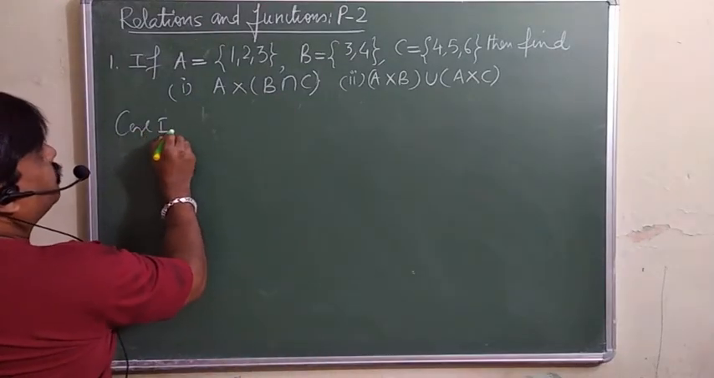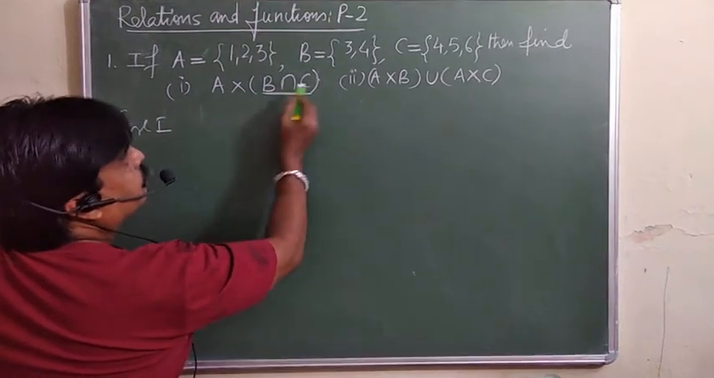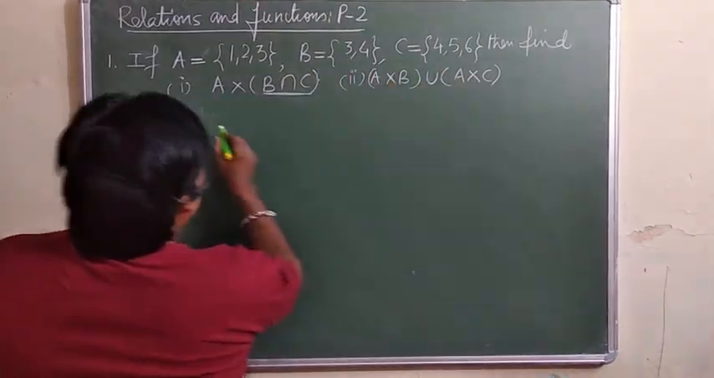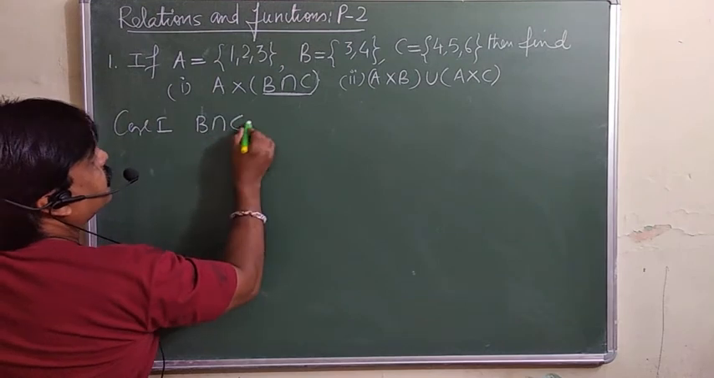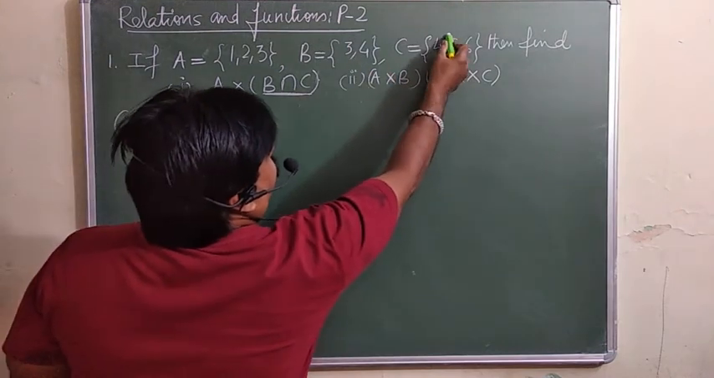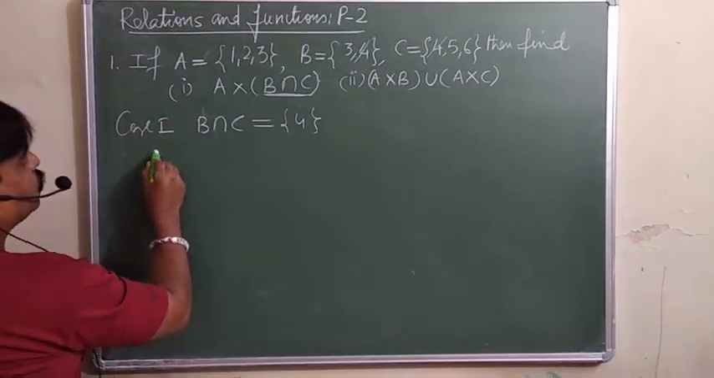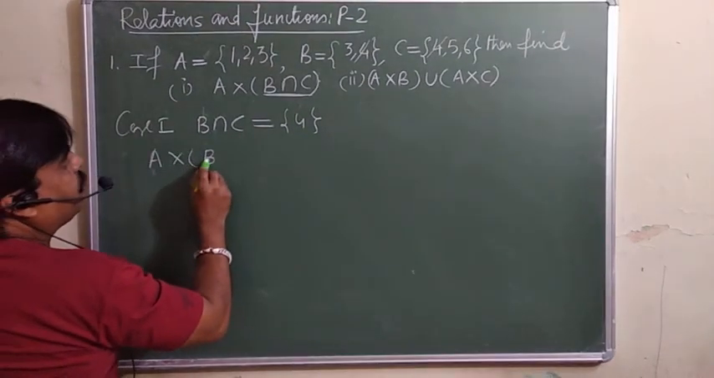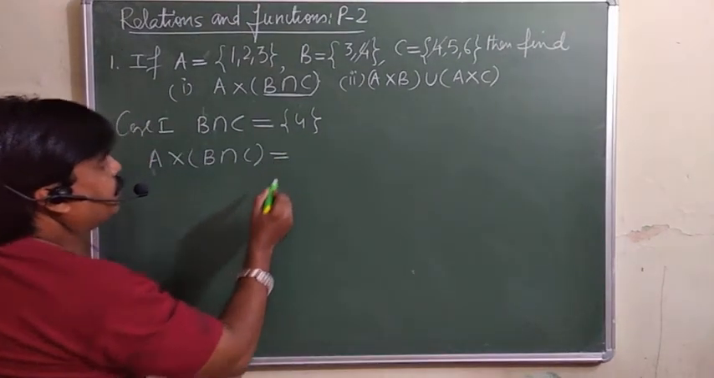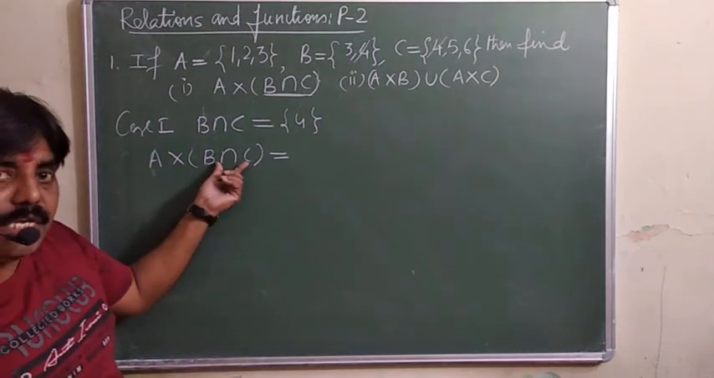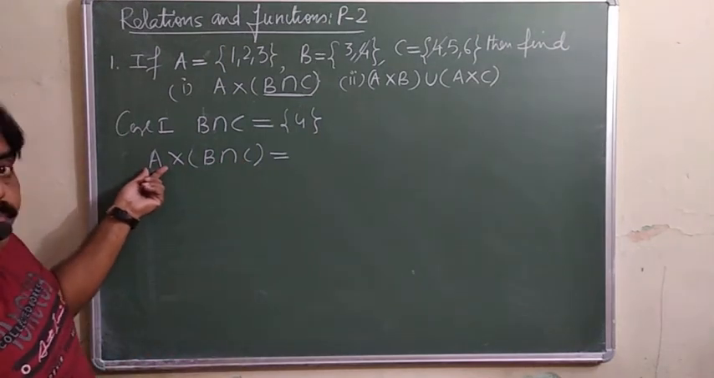Case first: you are supposed to take B intersection C first. B intersection C is the common element, so only 4 is common here, so this is your 4. Now you want to write A cross B intersection C. It means the first element in the ordered pair should be from A.